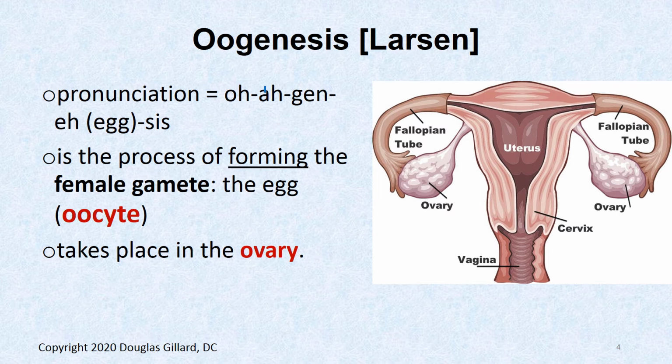So oogenesis is the process of making the oocyte, which is the female gamete. All this action takes place in something called the ovary. There's the ovary right there. So this whole story will be talking about how follicles form inside the ovary, and they get bigger and bigger, and they finally pop and release an egg into the fallopian tube, and that's what we're going after here.